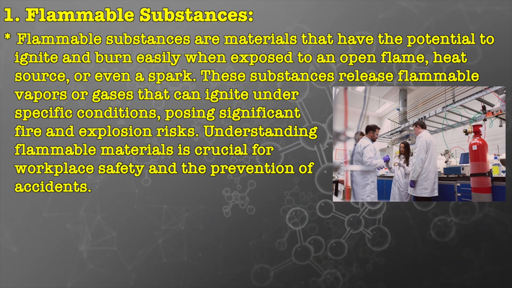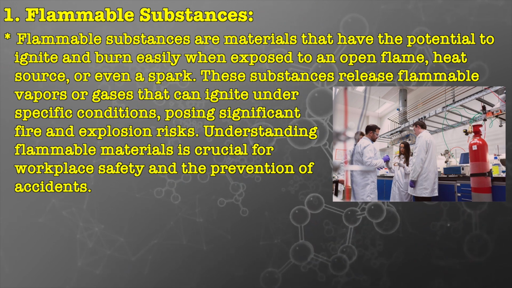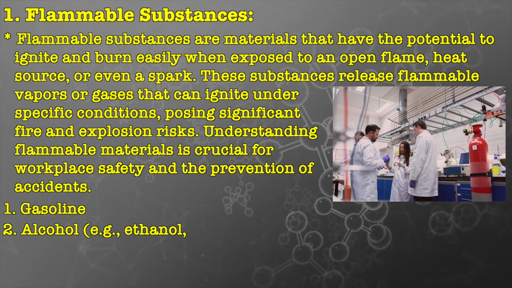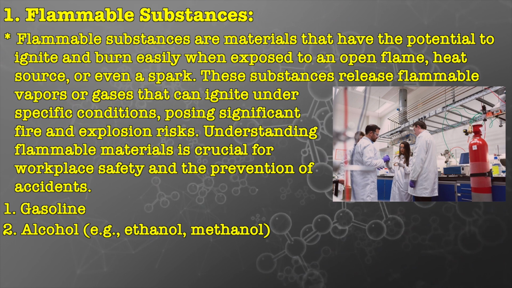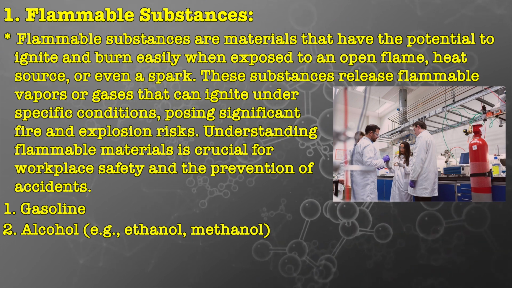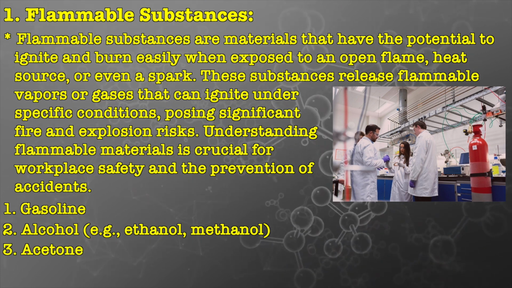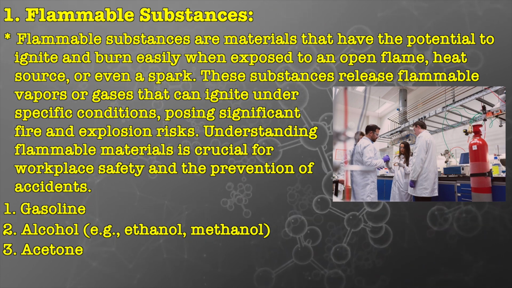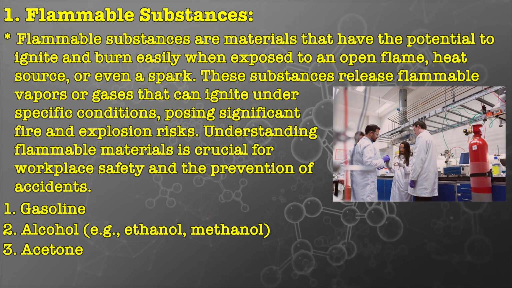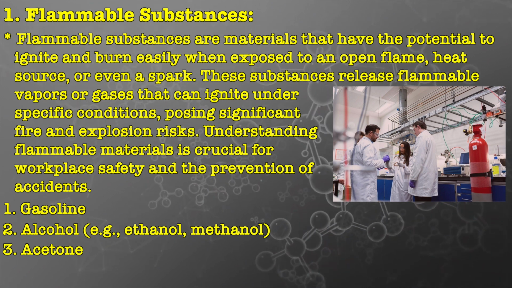What are the examples of flammable substances? First one is gasoline. Its vapor can quickly ignite and lead to fire or explosion if not handled properly. Second one is alcohol. Ethanol and methanol are used in various industries, even at home. Third one is acetone. Acetone is a highly flammable solvent used in various industries, including paint and nail polish remover. Its vapors are easily ignited.